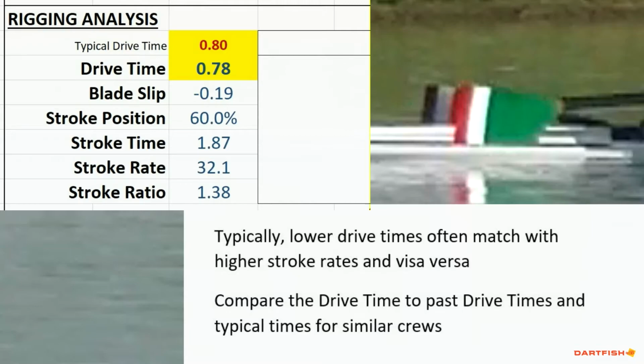Typical drive time for a woman's lightweight single is 0.8 seconds, according to the Notes on Rowing Rigging book, 2014 edition. Times within 0.04 seconds of typical are considered normal. Drive time is a function of the rigging load and the stroke length.